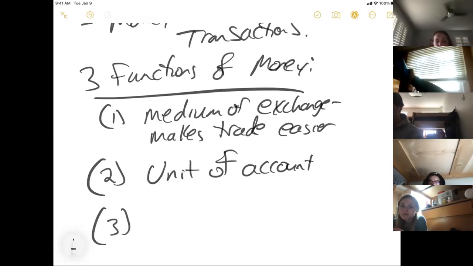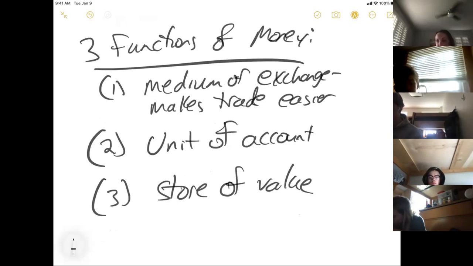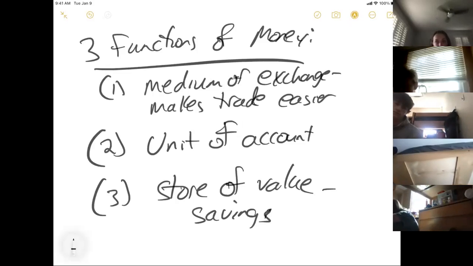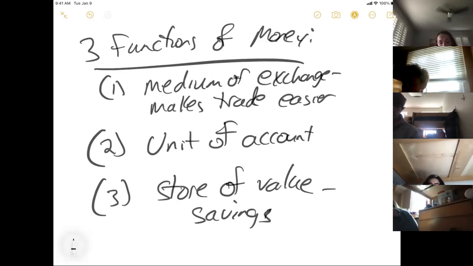Finally, money has to be a store of value. In other words, money has to be a way of savings. This is the reason why, in general, fish has not been effective money, right? Because it's not a very good store of value. On the flip side, things like gold have been more commonly used as money because gold doesn't deteriorate in the same way that a fish would.